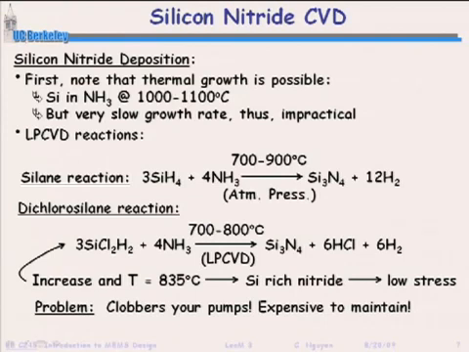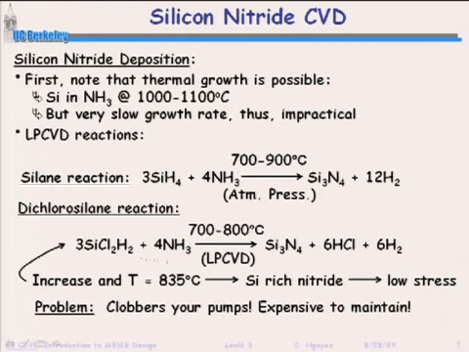One of the reactions uses silane again, but this time combines it with ammonia. You could do this at atmospheric pressure from 700 to 900 degrees C. You'll get silicon nitride plus a lot of hydrogens. There's also an LPCVD reaction which uses dichlorosilane. This is at low pressure now, LPCVD, with ammonia, 700 to 800 degrees C. Usually it's around 800 degrees C that this is done, giving silicon nitride plus HCl plus some hydrogens.